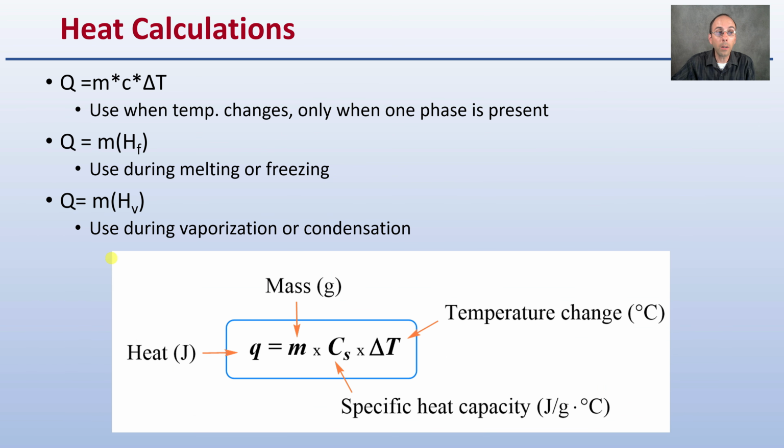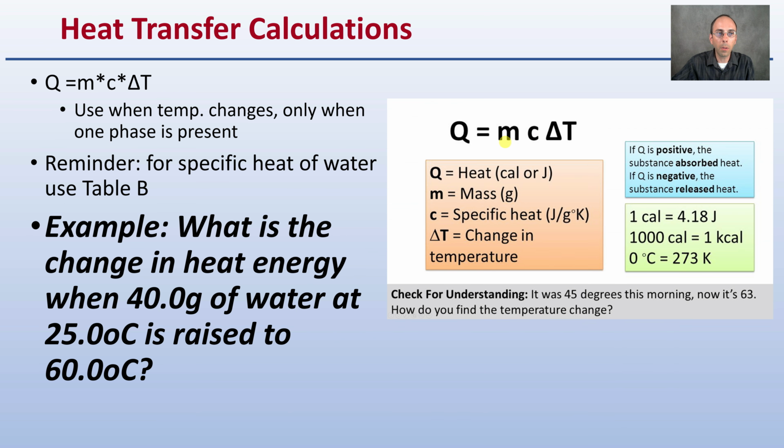So first off, we have different heat calculations. These three are going to be the main focus. The first one we're going to use when temperature changes only when one phase is present. Second one is during the melting or freezing phase. And the third one here is during the vaporization or condensation phase. So the F you can think of freezing, the V for vaporization, and this is when only one phase would be present. So let's go through some examples here.